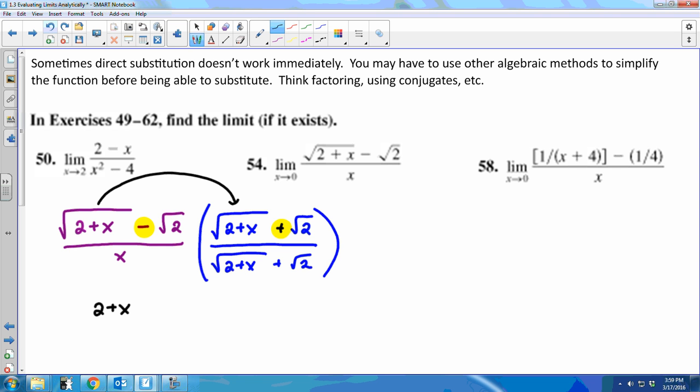Another way to think about it is with exponents. This is really (2 plus x)^(1/2) times (2 plus x)^(1/2). And if you're multiplying two things, you add the exponents, and you have 2 plus x to the first power. So that works as well.